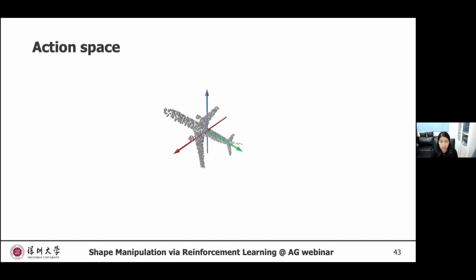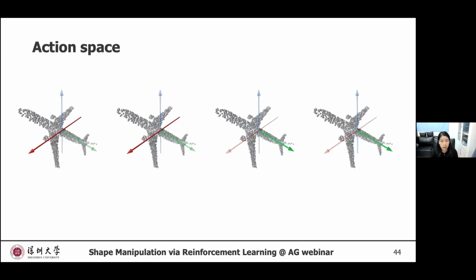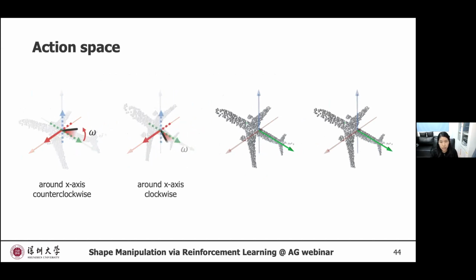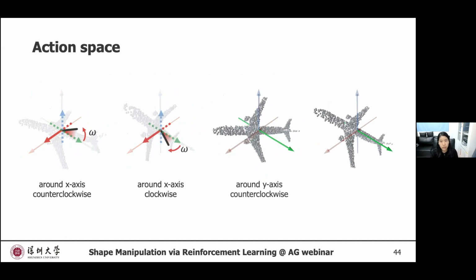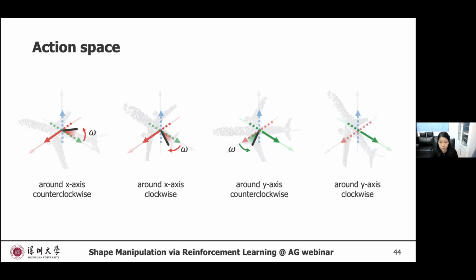In more detail, if we assume that the positive direction of the z-axis, shown in blue here, is the desired upright direction, then we can add 4 rotations into the action space, including rotation around the x-axis counterclockwise or clockwise, and rotation around the y-axis counterclockwise or clockwise.